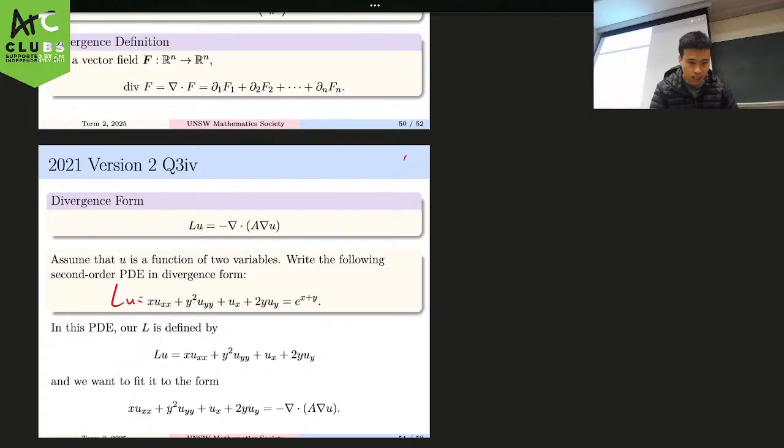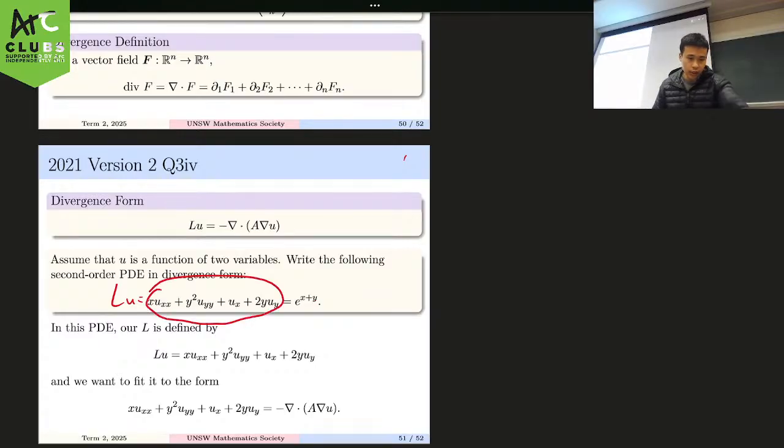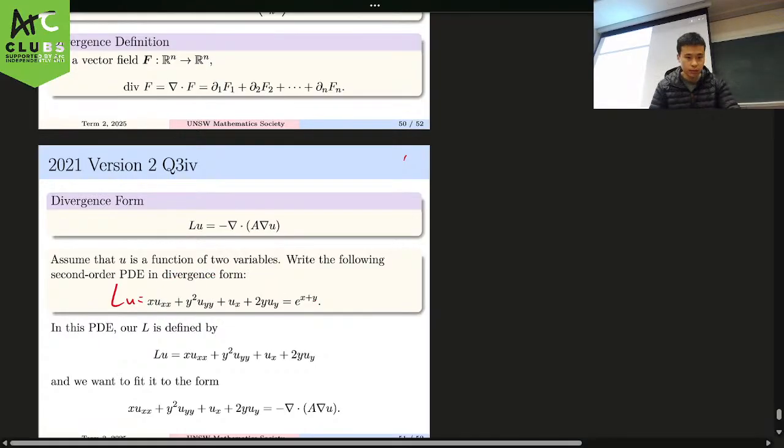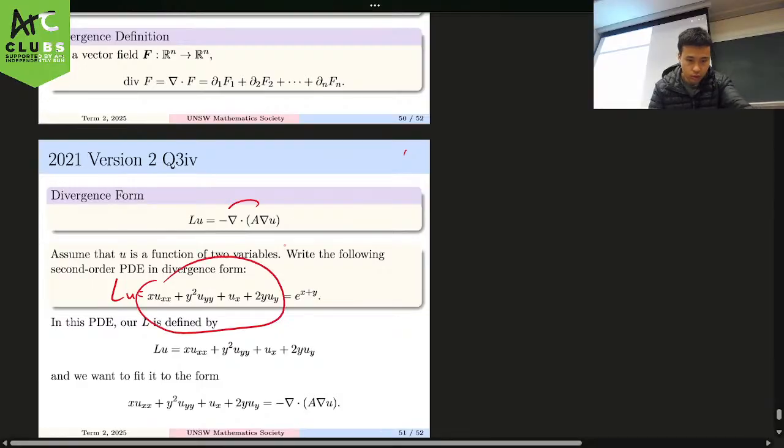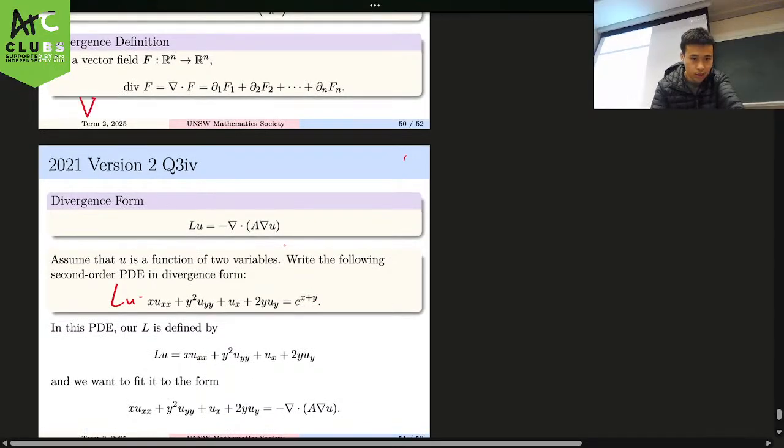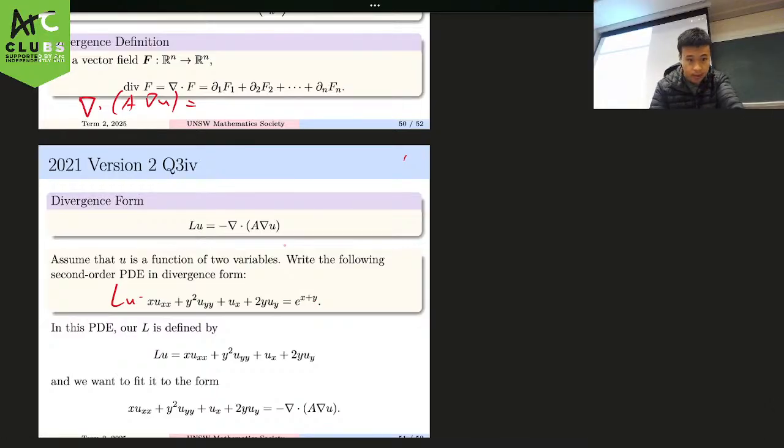So this thing here, I call it the L u expression, but we need that expression to equal this. So this thing is ultimately equal to a number, a dot product. The negative might be throwing us off, so we just write this as negative x u_xx minus y squared u_yy minus u_x minus 2y u_y. So a lot of negatives.